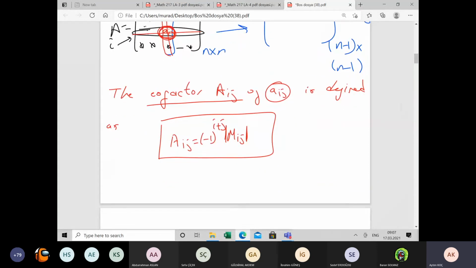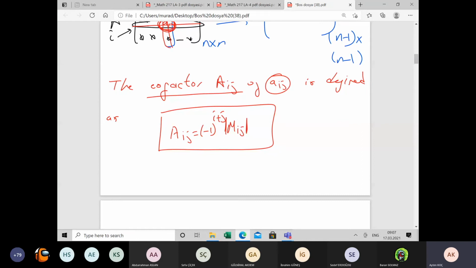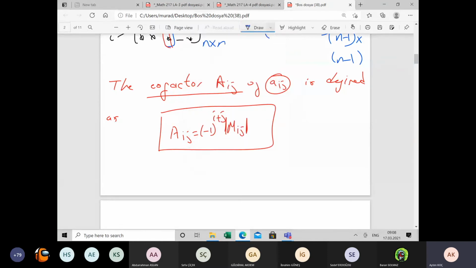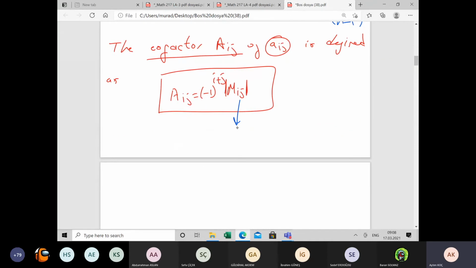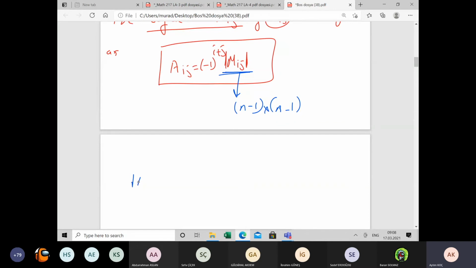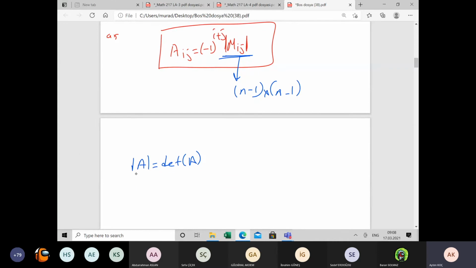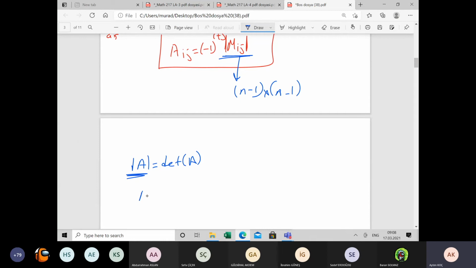So of course now the question: our matrix A is n by n, but here Mij is n minus 1 by n minus 1. It's okay. This is the determinant of this matrix. So what is the determinant? The determinant of A is denoted by this notation or this one. We can use the first notation. What's the determinant of A?